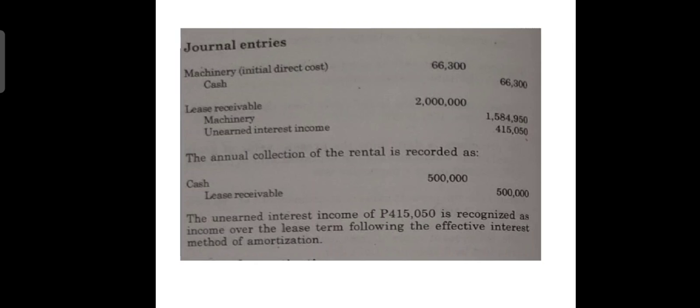So here are the journal entries. The machinery, initial direct cost, 66,300 pesos. The cost is 66,300 pesos. The lease receivable is 2 million. Machinery 1,584,950. Unearned interest income is 415,050. The annual collection of the rental is recorded as cash 500,000 pesos, lease receivable 500,000 pesos. The unearned interest income of 415,050 pesos is recognized as income over the lease term following the effective interest method of amortization.